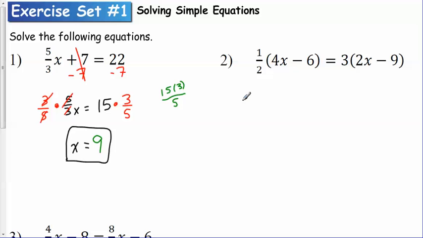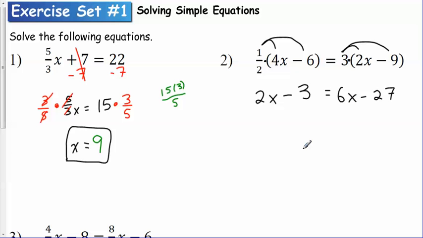And I see right away in example 2, I have 1/2 times the quantity 4x minus 6 equals 3 times the quantity 2x minus 9. So right away I see I have to simplify the left side by distributing, and I have to simplify the right side by distributing. So I take 1/2 times 4x, which gives me 2x. I take half of 6, so it's going to be 2x minus 3. Equals, and then I distribute the 3 to both terms, and I get 6x minus 27.